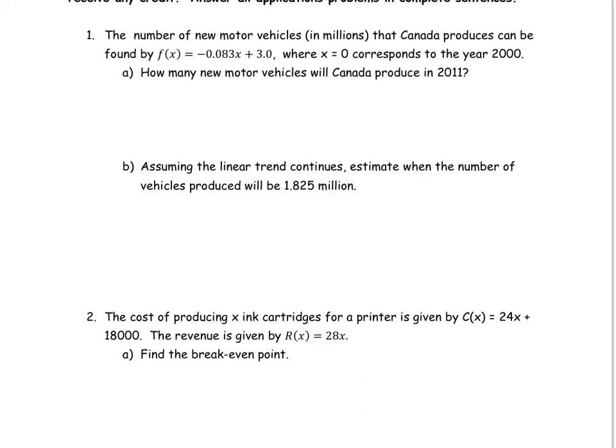It says the number of new motor vehicles in millions, and that's very important that we notice that this is in millions, that Canada produces can be found by f of x is equal to negative 0.083x plus 3.0, where x equals 0 corresponds to the year 2000. And our first question is, how many new motor vehicles will Canada produce in 2011? Well, 2011 corresponds to x equals 11. So in order to find the answer to that question, we're going to calculate f of 11, the value of this linear function at 11, which means we will substitute the number 11 in for x.